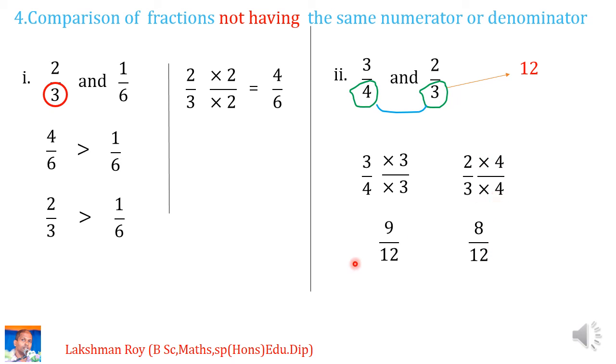Now see, 12 and 12, the denominators are the same, so the same number of parts are divided. 9 and 8. Which part is big? 9 parts is big. So what is the given fraction? 3/4 and 2/3. This fraction 3/4 is equal to 9/12, so that is the big one.